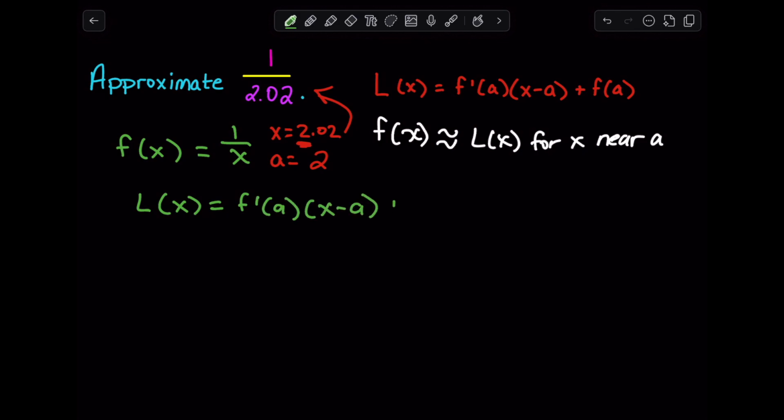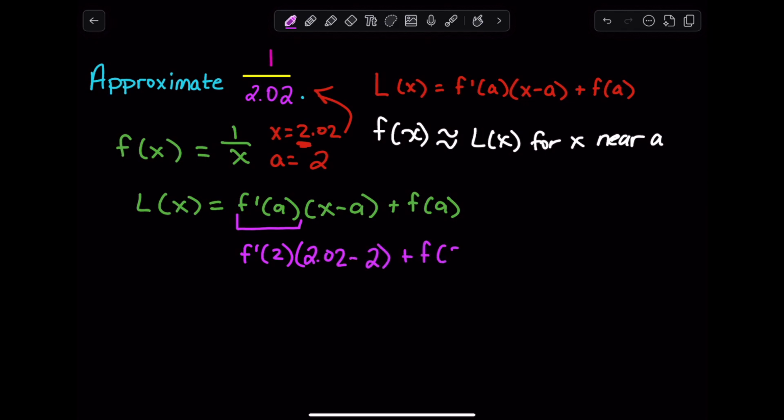So first we'll start with f prime of a, or in other words, f prime of 2 times x, which is 2.02, minus a, which is 2, plus f of a, which is f of 2. And that's how you plug in the x and a values into L of x. Now all that's left to do is simplify these terms.